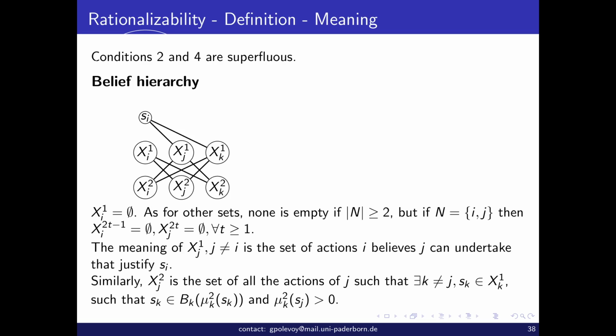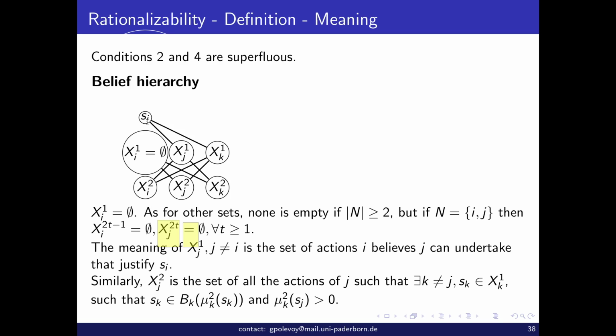And as I said, it theoretically goes for the justification to x_2,j and x_2,k, but since it's empty, x_1,i's elements don't need any justification. Now, as for other sets, none is empty since there are more than two elements. But if there were only two elements, then what are we going to have? x_1,i will be empty, and that means that x_2,j will be empty, and x_3,i will again be empty. So x of the odd levels of i will be empty, and x of the even levels of j will be empty.